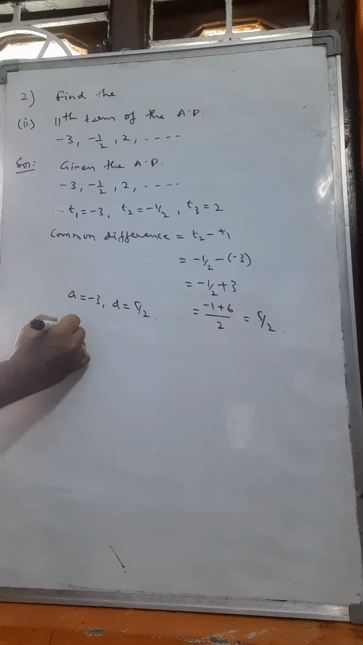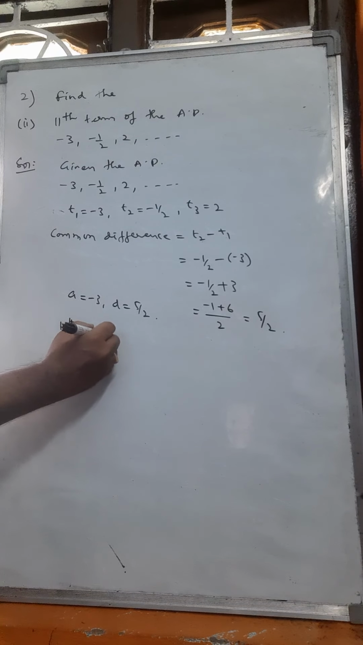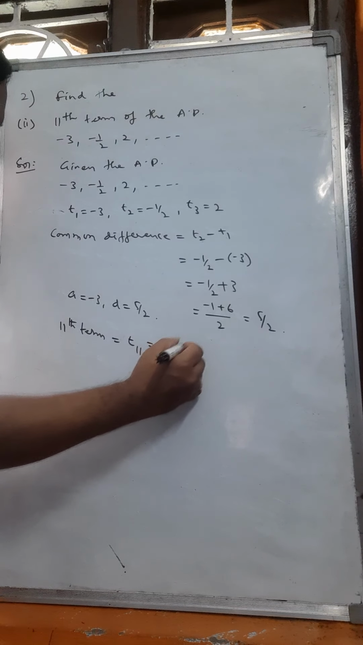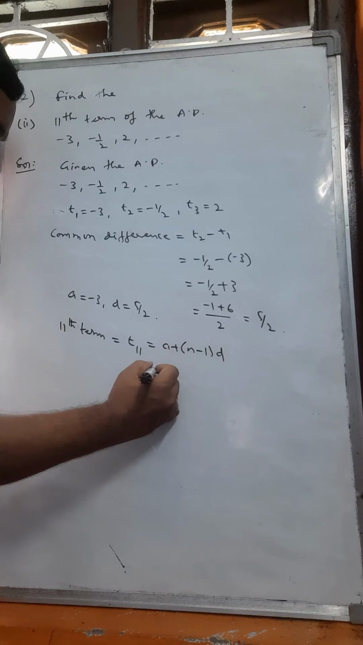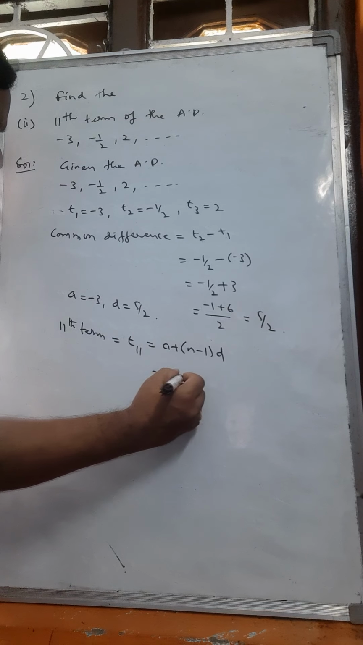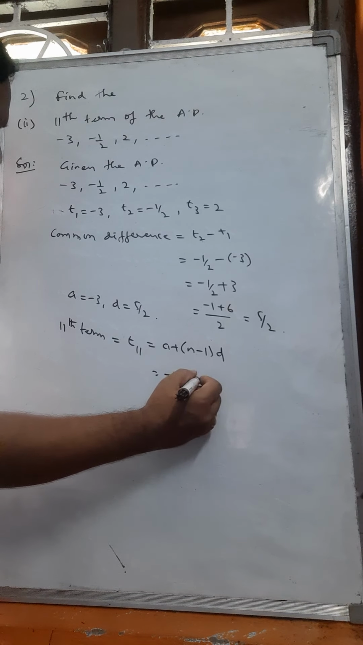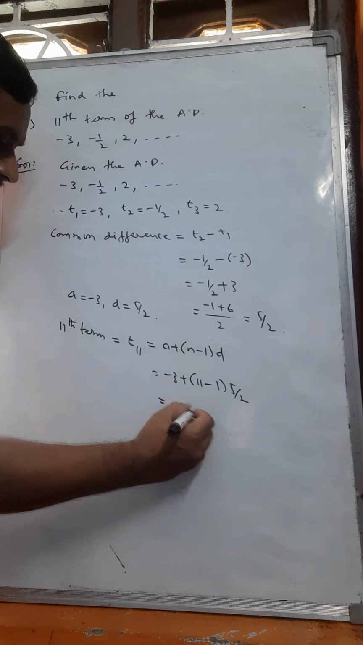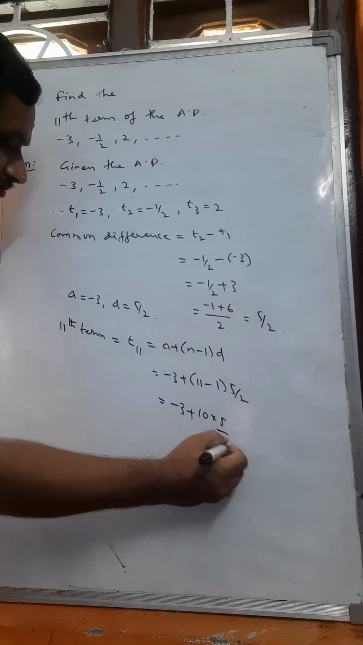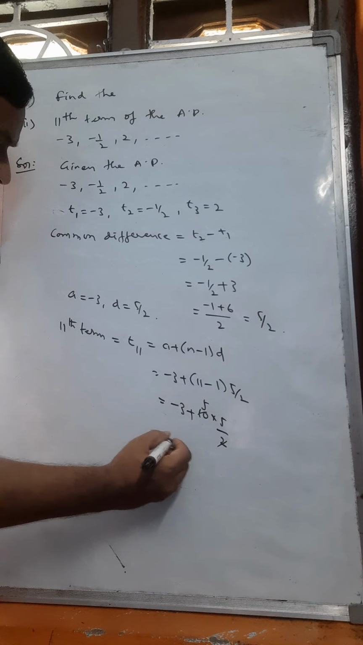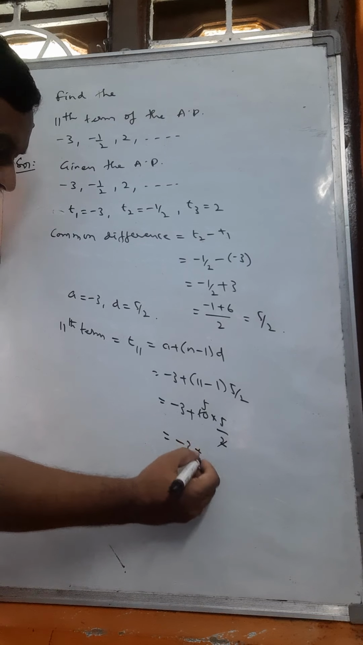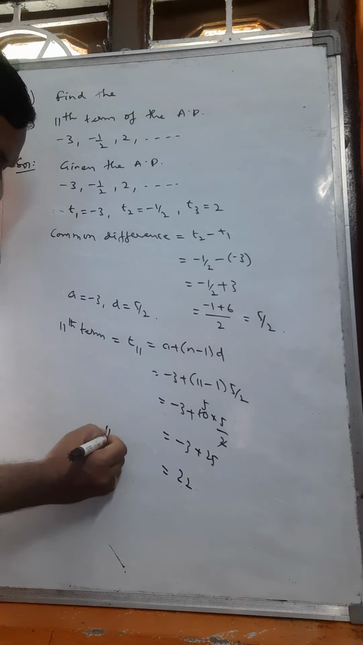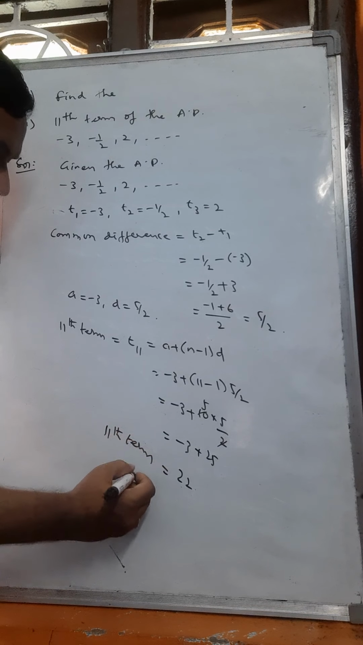Therefore the 11th term, denoted by T11, using the formula A plus N minus 1 into D. So A means minus 3 plus N is 11 minus 1 into D, 5 by 2. So minus 3 plus 10 into 5 by 2. 2 ones are 2, 5 5s are 25, minus 3 plus 25. 25 minus 3 is 22. The 11th term is 22.